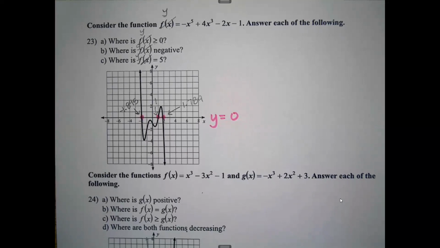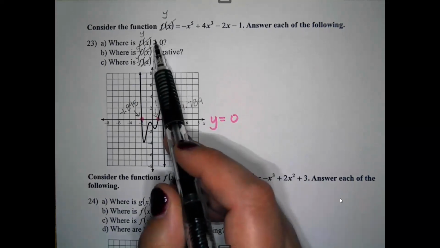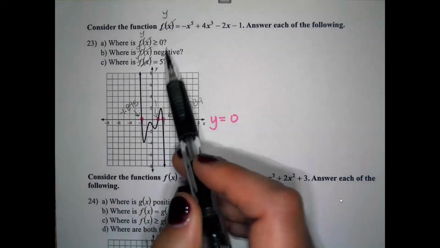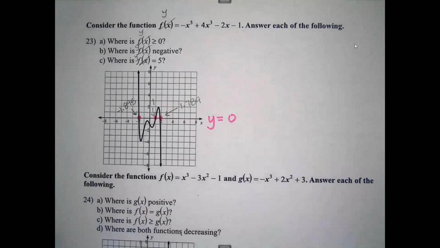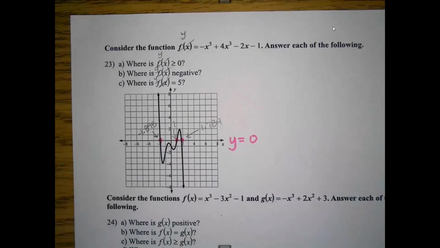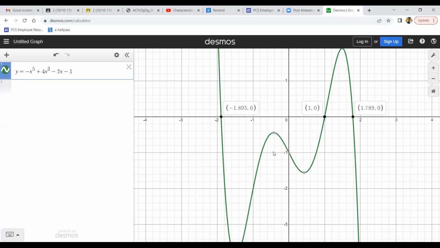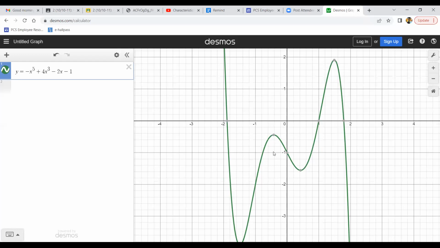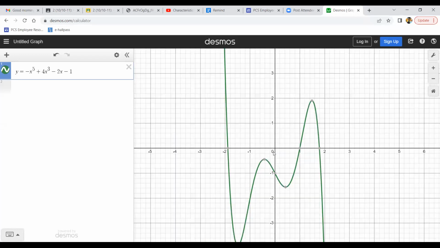Okay. Now we have to think about where the y values are. The way they say it up here is where y values are greater than 0, and where y values are negative. So I'm going to use Desmos to help me think about this picture. Where are the y values positive? Where are they negative? Let me zoom out.